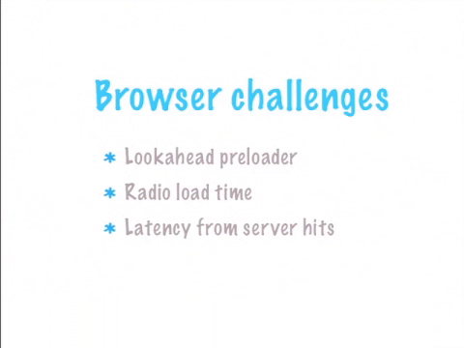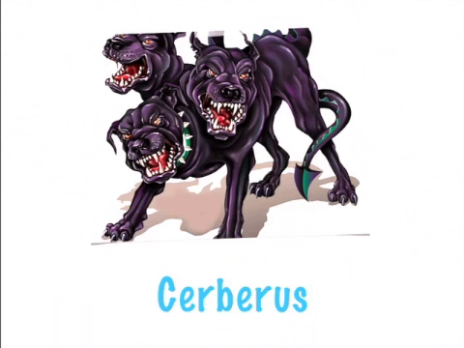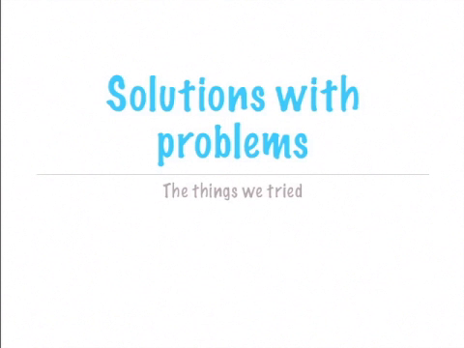So browser challenges, summary, our 3 big challenges, again, are the look-ahead preloader, radio load time, and latency from server hits. So maybe this will work better. If you like Greek mythology, we're talking Cerberus blocking our path into the garden of delight that is responsive images. Wait, that was Hades? Yes, as we look at solutions and the challenges we face, it gets kind of hellish. So now we're going to talk about solutions with problems, the things that we tried that maybe didn't work out as well as we would have liked.